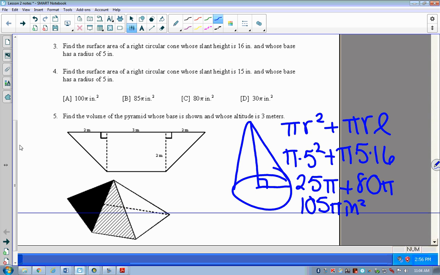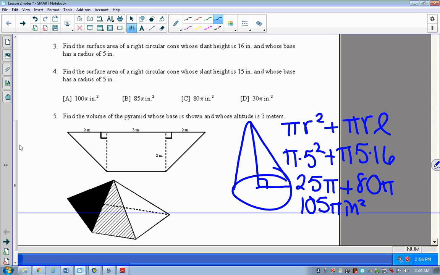If I wanted to, I could go ahead and put that in as a decimal, right? But for now, 105 pi inches squared is an exact answer. In fact, it's more exact than if I were to plug pi into the calculator and hit enter and get a big long decimal. 105 pi inches squared.